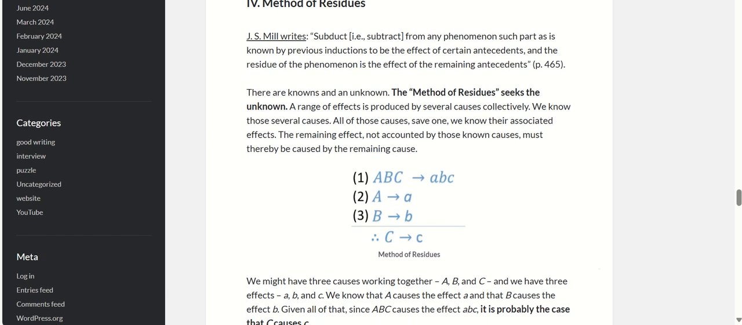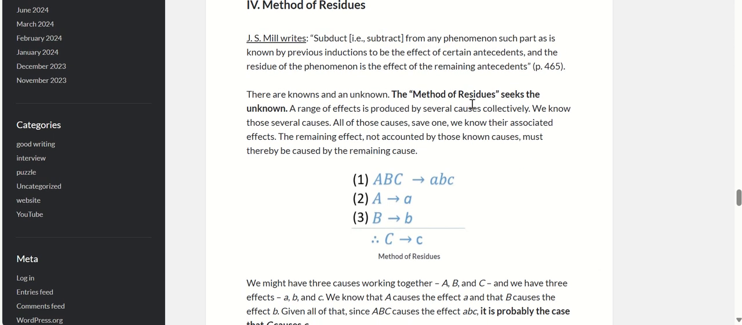Then the method of residues. There are knowns and an unknown. The method of residues seeks the unknown. A range of effects is produced by several causes collectively. We know those several causes. All those causes, save one, we know their associated effects. The remaining effect, not accounted for by those known causes, must thereby be caused by the remaining cause.